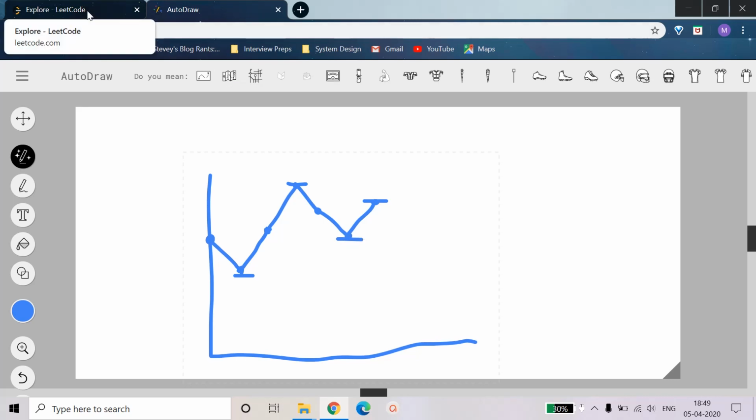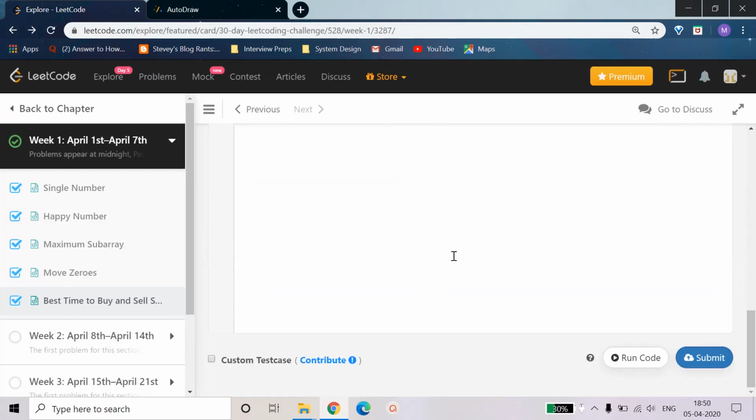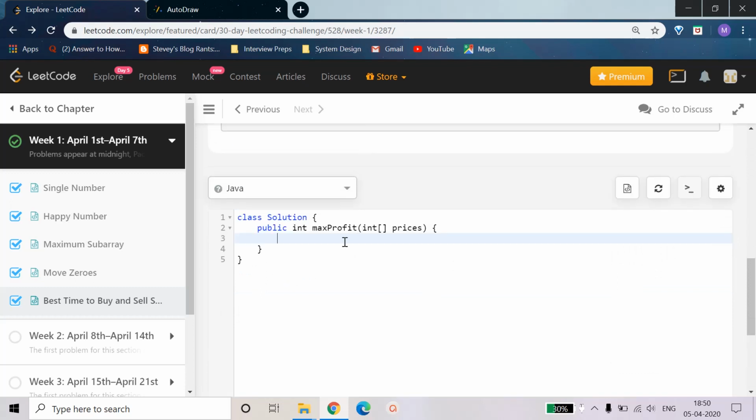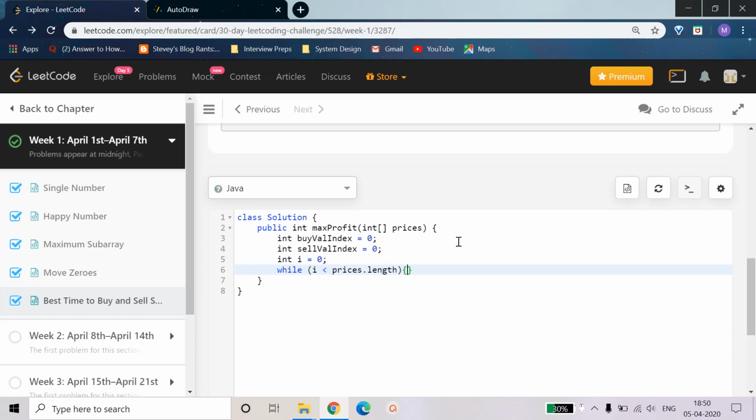So let's try to code this. I'll keep a pointer as a buy value index. This will store the index where we can buy, and there is a sell value index which will store the index where it's a good point to sell. And I'll say this is my runner. While my runner is less than prices.length, I'm iterating through each of the prices.